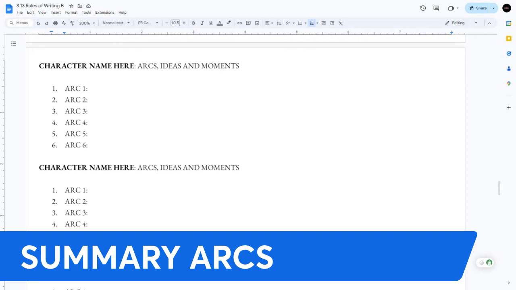For now, I only have this because I made this sheet and I put it into the folder that everyone can download free stuff from by going to the link in the comments below or even the description. But ultimately, I'm going to write out one main arc and then maybe two or three secondary arcs that we're not going to actually map out, just so you could see it on the page. So as you can see, this is arcs, ideas, and moments.